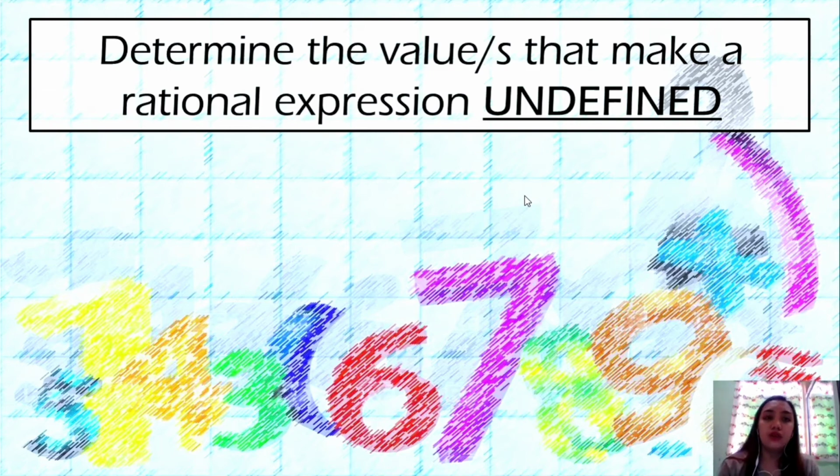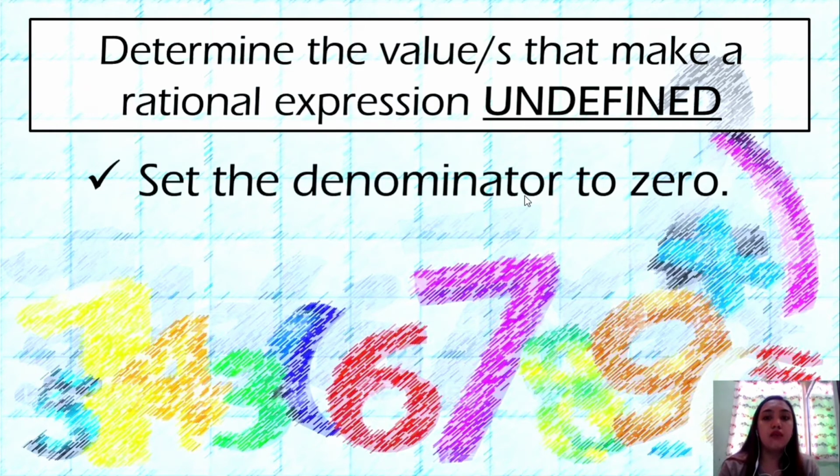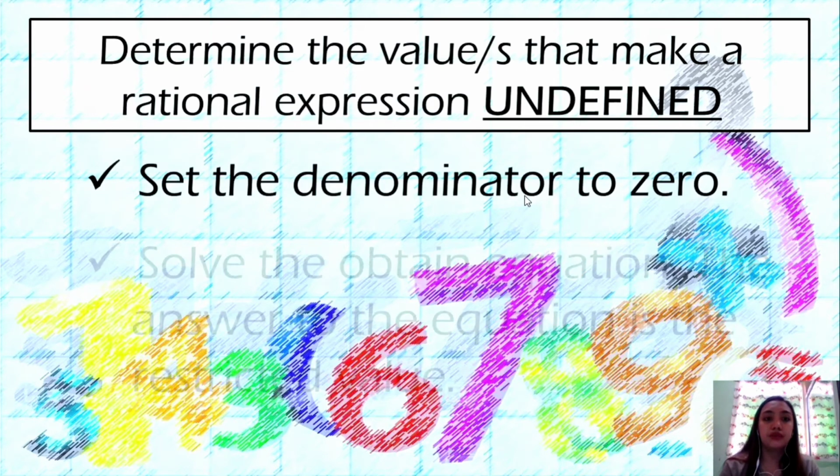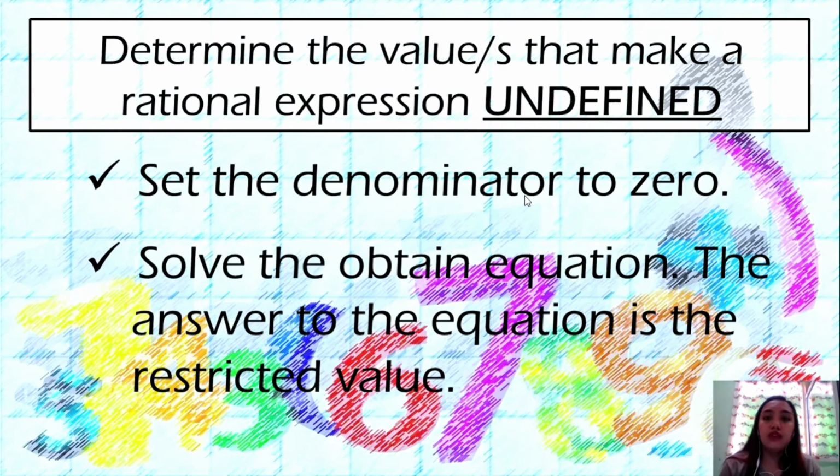So these are the two steps. The first one is set the denominator to 0. Next, solve the obtained equation. The answer to the equation is the restricted value. So always, kunin natin lagi yung denominator and then i-equate natin sa 0. Lagi natin siyang equal sa 0.